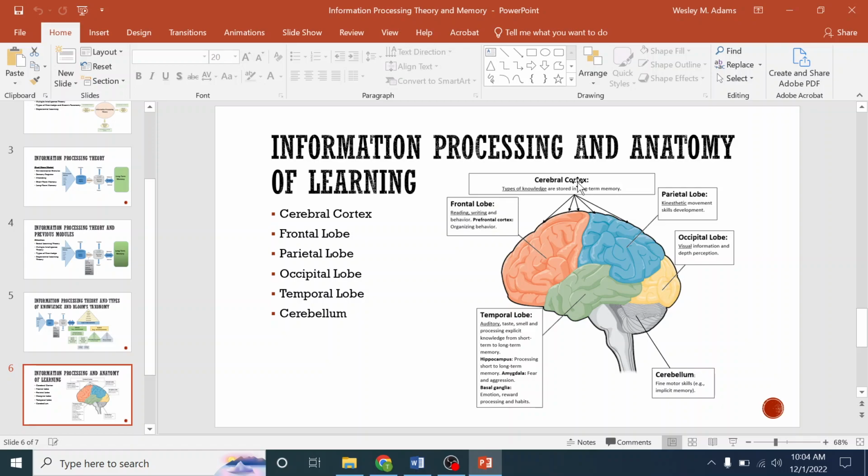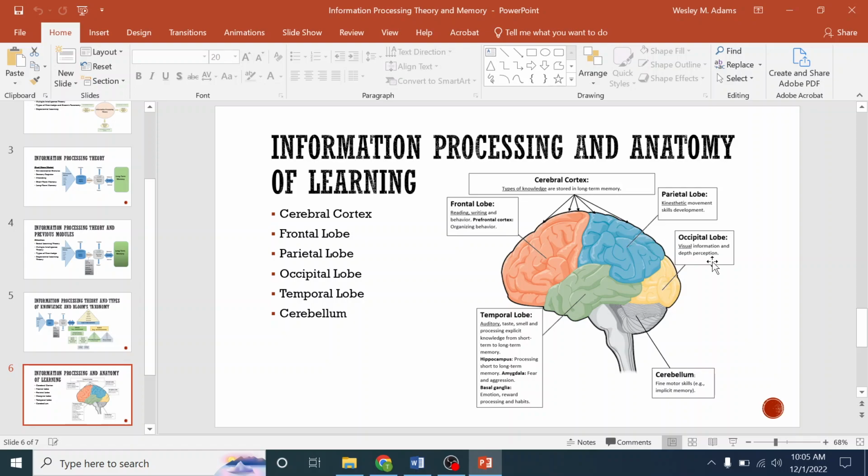All right, let's go to the cerebral cortex. So these are the folds in the outer surface of the brain. That's where types of knowledge, types of memory, or long-term memory specifically, are stored. So that's all over the brain in different areas of the brain. And in the parietal lobe, this is a different lobe, you have kinesthetic movement. So for me, I think I have a well-developed parietal lobe because with kinesthetic movement, I can learn skills fairly quickly. Now notice the proximity of the parietal lobe to the occipital lobe, visual information, visual spatial, depth perception. These two go hand in hand.